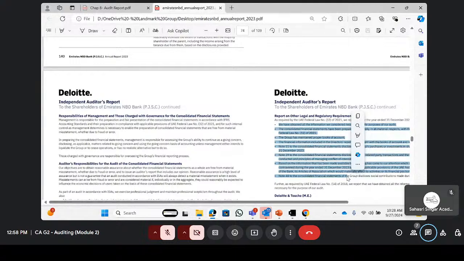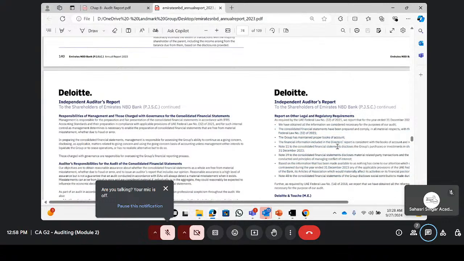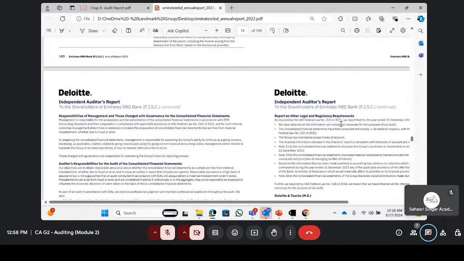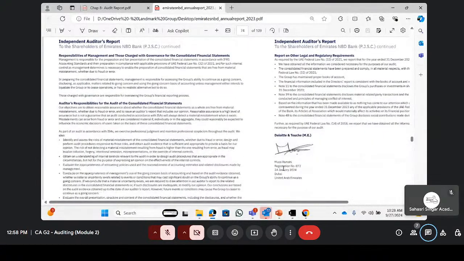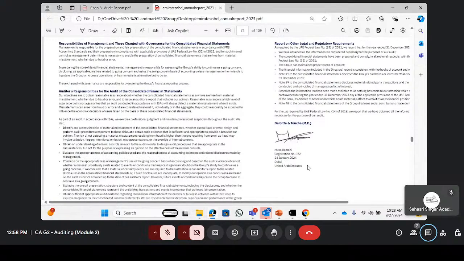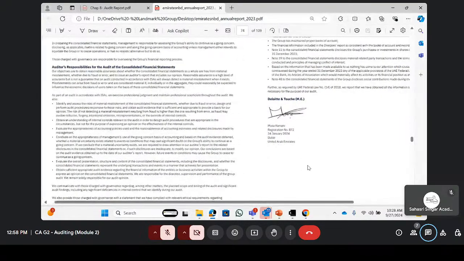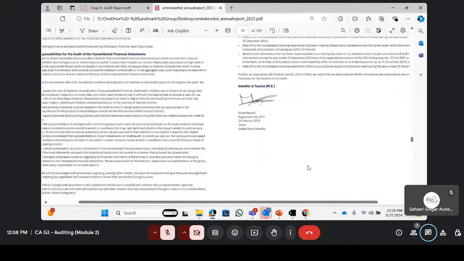Okay. So this paragraph will start with a few points, where I'll take you to the institute material. Let us not read this. Let us go through the institute material first, and then it will be followed by the CARO report. Okay. Then he signs, he puts his membership number, I think the registration number, and his place. All his signing. So with this, the audit report has been done.